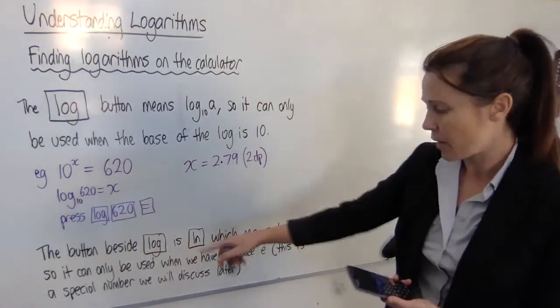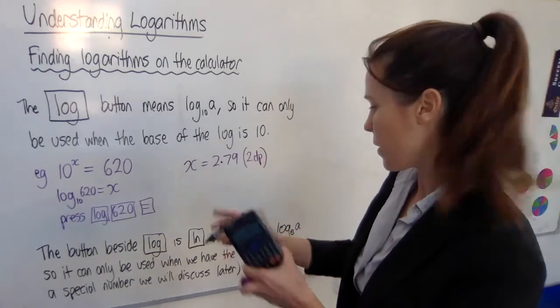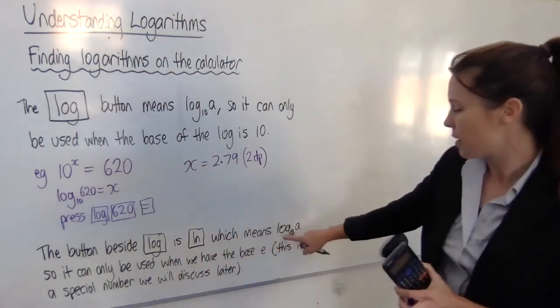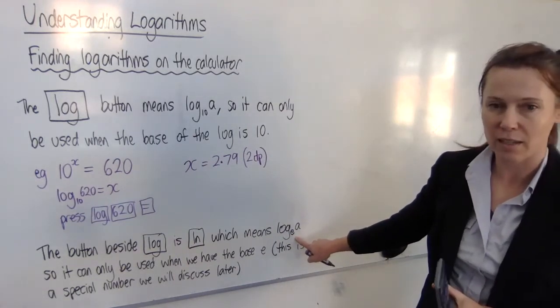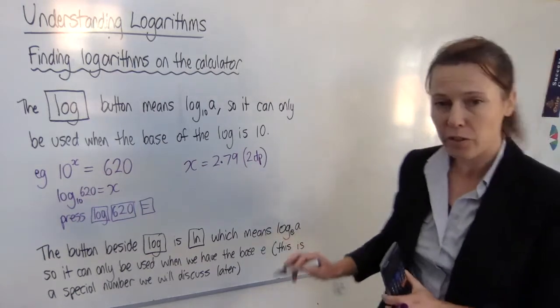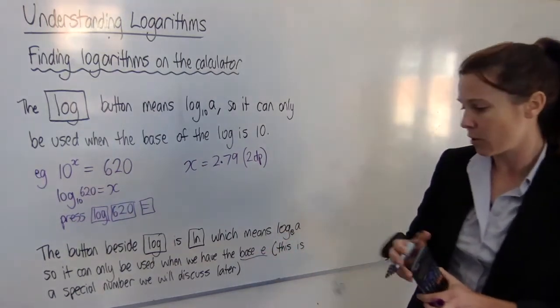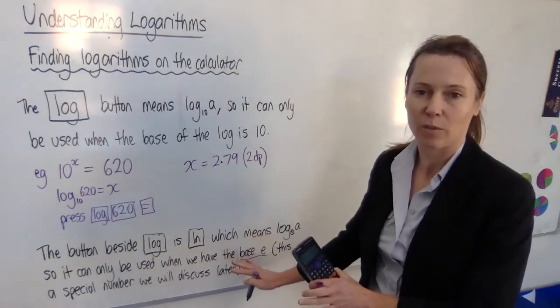Now, there's another button next to log. So have a look at where there's log. To the right of it, there's another button, ln. Now, this means a log with a base of e of something. Now, we haven't come across e yet, but you can only use this number when you've got the base e. And e is a special number that we're going to discuss later on in this chapter. So we'll leave that one for now and we'll come back to it.